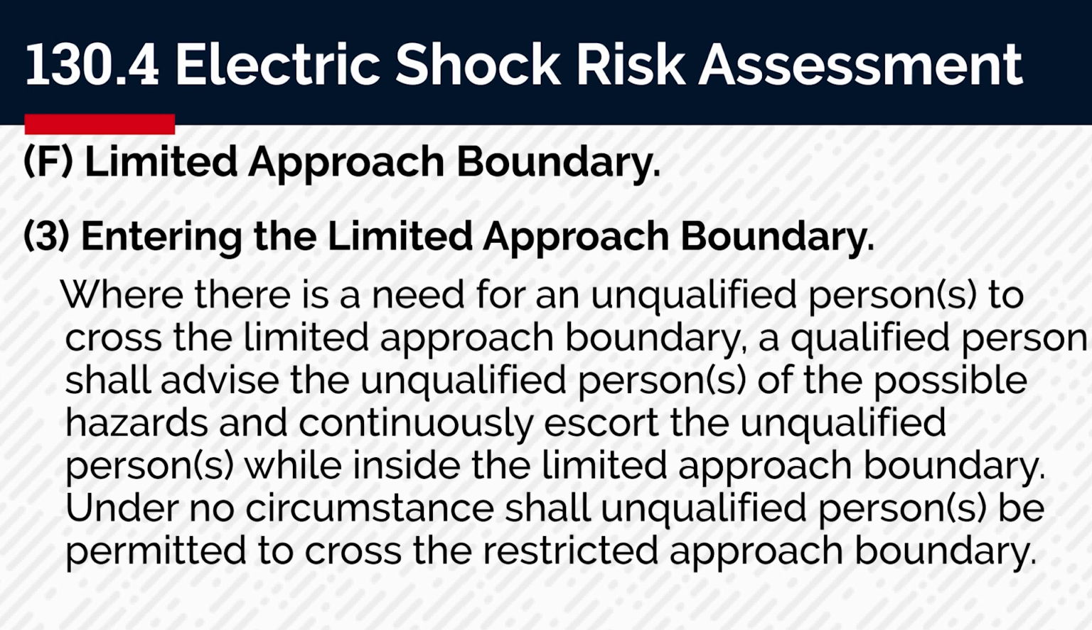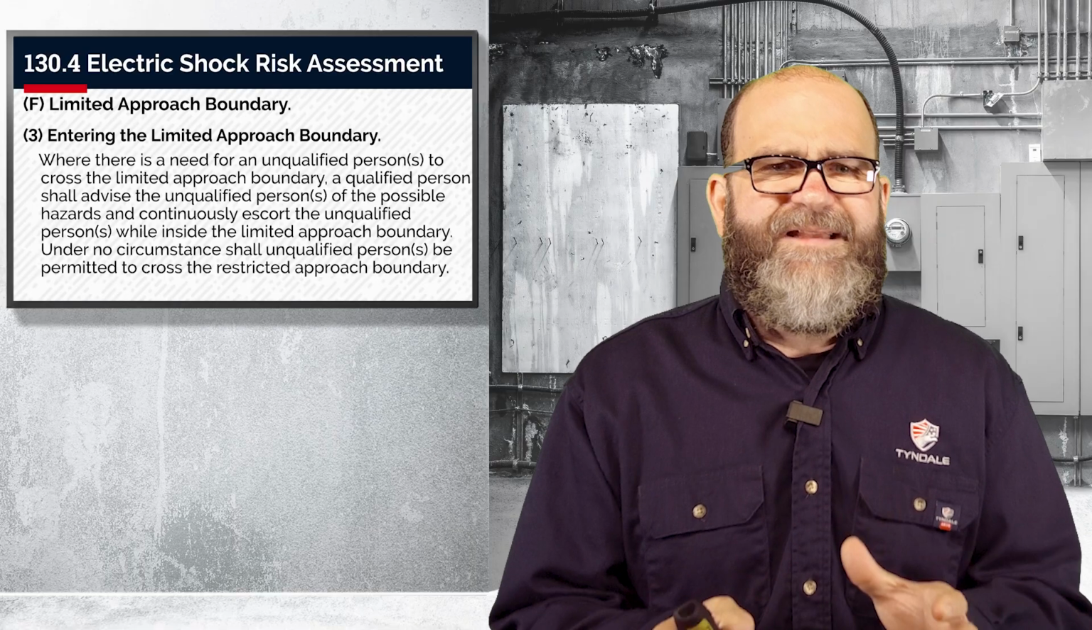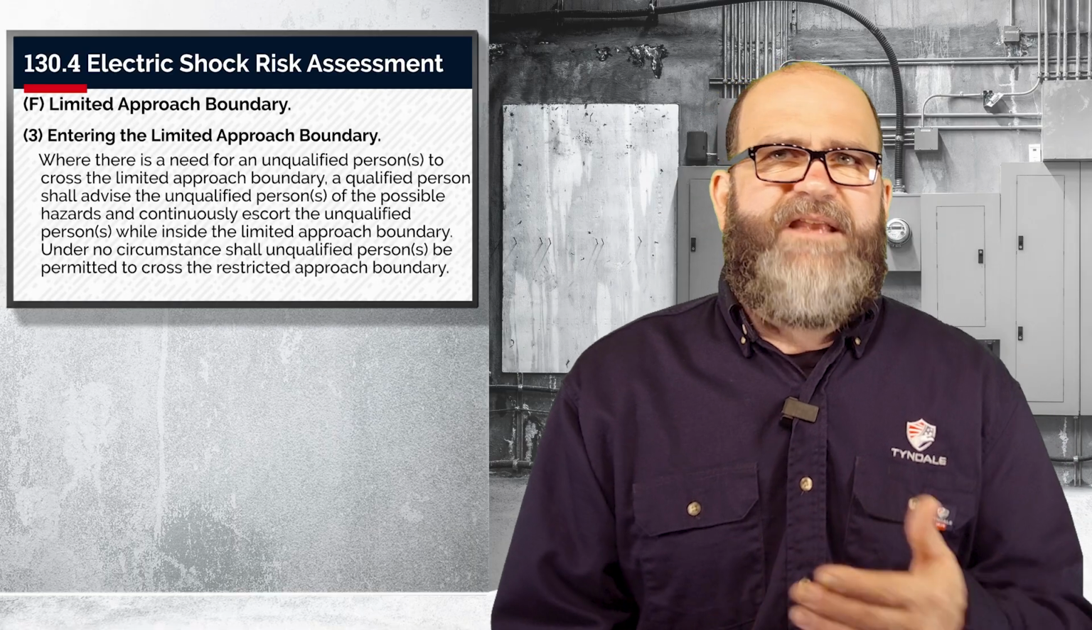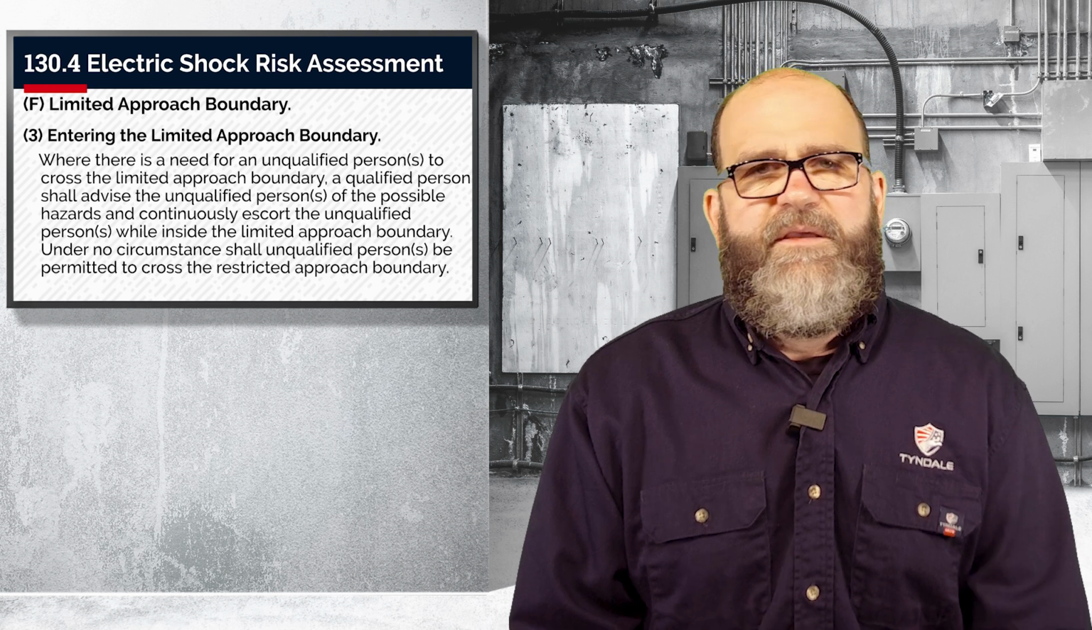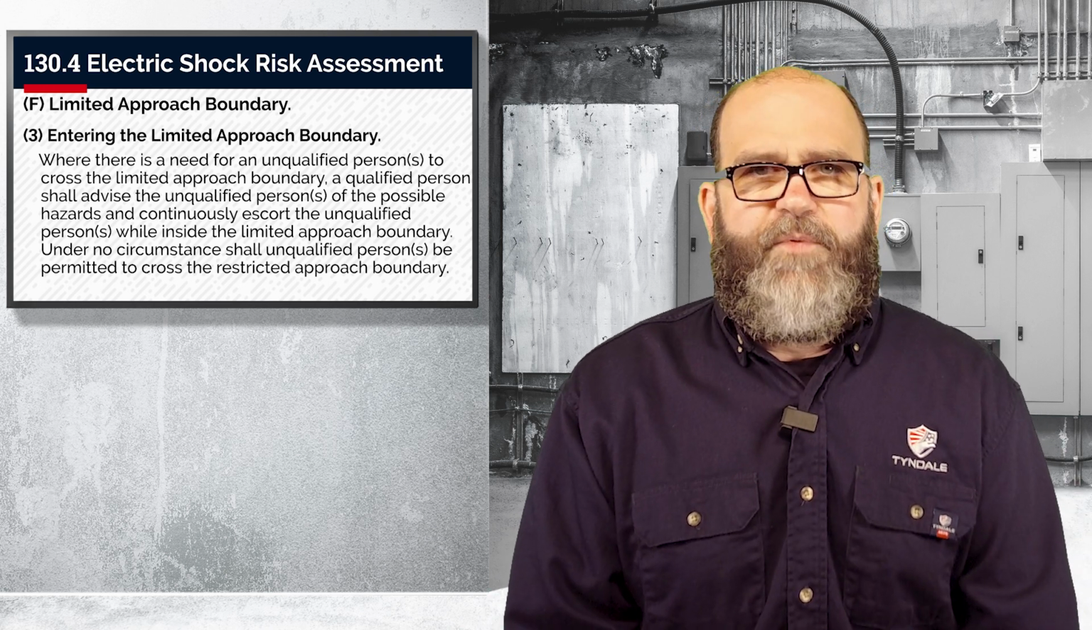Under no circumstances shall that unqualified person ever be permitted to cross that restricted approach boundary. That's going to be that 12-inch boundary typically. So basically, it's like holding your kid's hand across the street, right, to make sure that they don't touch anything. So that pretty much sums up the limited approach boundary.